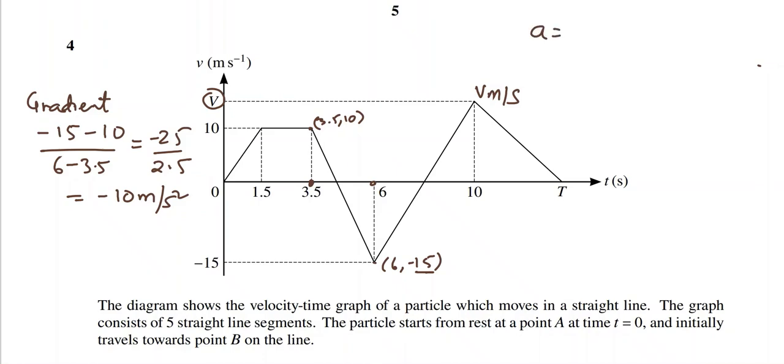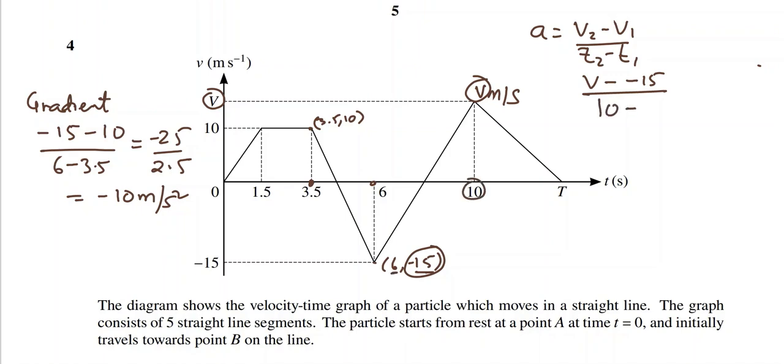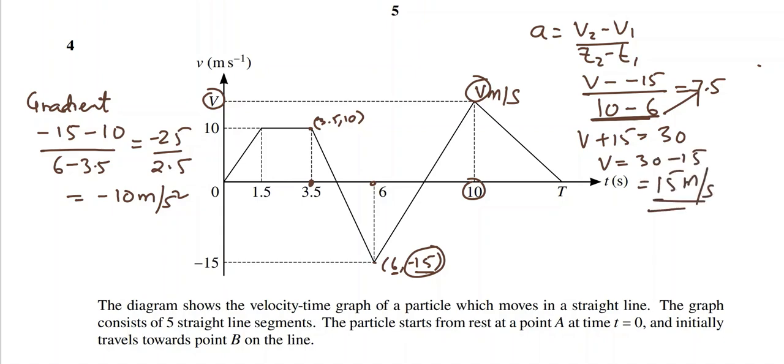So again, acceleration is v2 minus v1 over t2 minus t1. V2, let's say this one is unknown, but v1 is known to us, which is minus 15. T2 is known to us, which is 10, minus t1 is 6, which is equal to 7.5. That's what they're saying. So we have to find v. So v plus 15 equal to 10 minus 6 is 4. And 4 cross multiplies with 7.5, which is 30. So v is 30 minus 15 equal to 15 meters per second. And that makes perfect sense because this is 10, v will be 15.